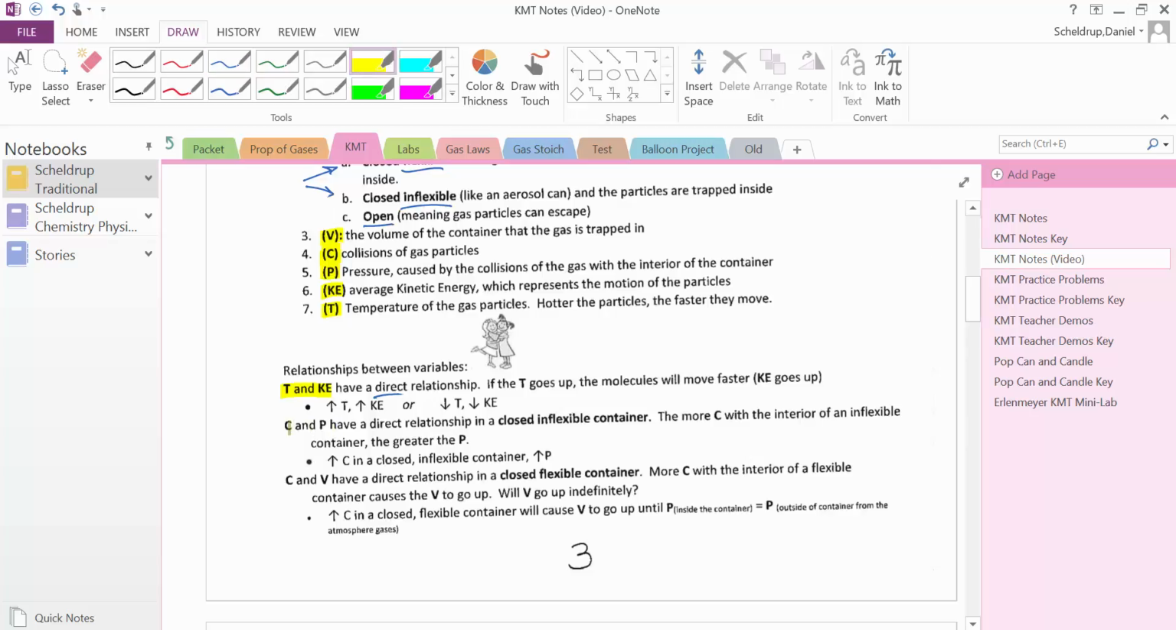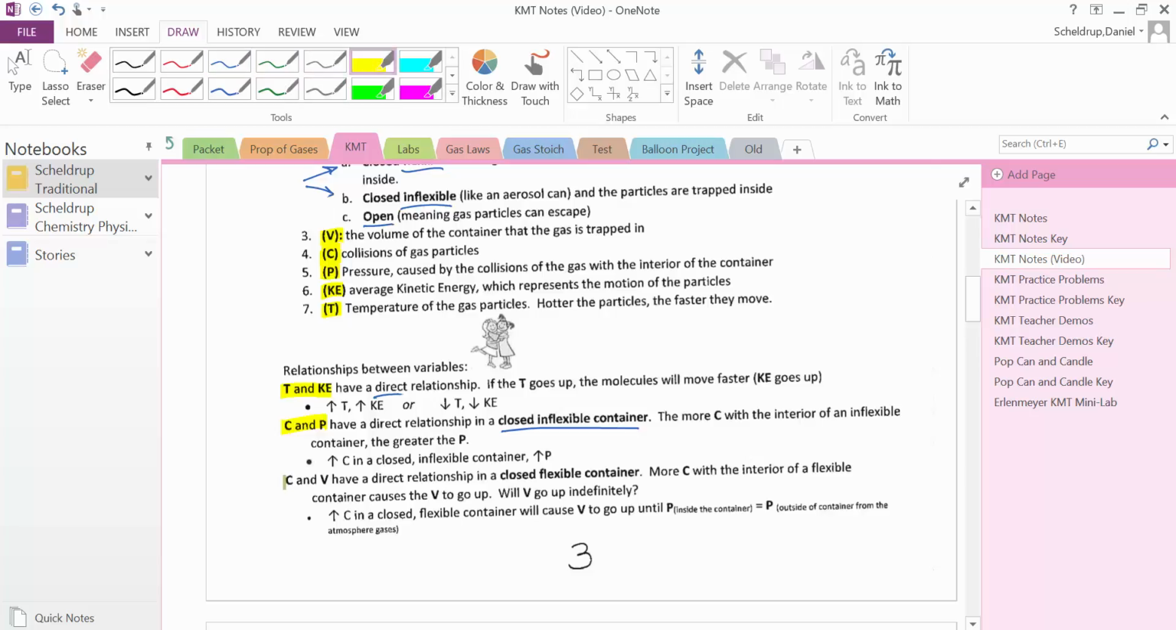The same thing will be true of collisions and pressure if it's a closed inflexible container. So if we start talking about open containers, then things start to change because gas particles can enter or escape. So it has to be closed and inflexible. But in this case, if collisions goes up, pressure will also go up. If collisions goes down, then pressure would also go down. They're always going to go in the same direction.